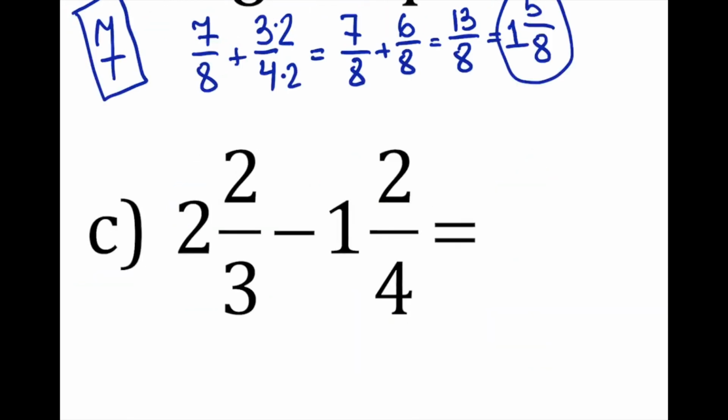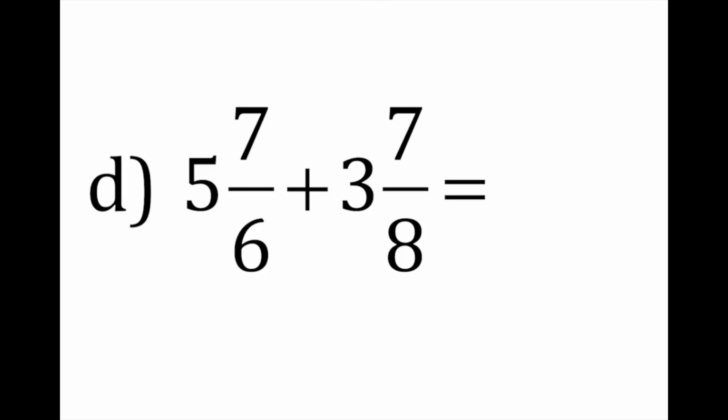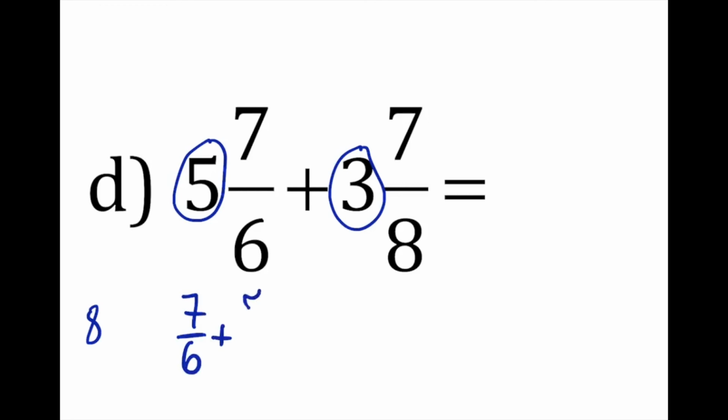Now, C is actually the same as A, so I'm not going to do it again. Sorry, I didn't notice when I was making the worksheet. 5 and 7/6 plus 3 and 7/8. 5 plus 3 is 8. 7/6 plus 7/8. The common denominator would be 24.